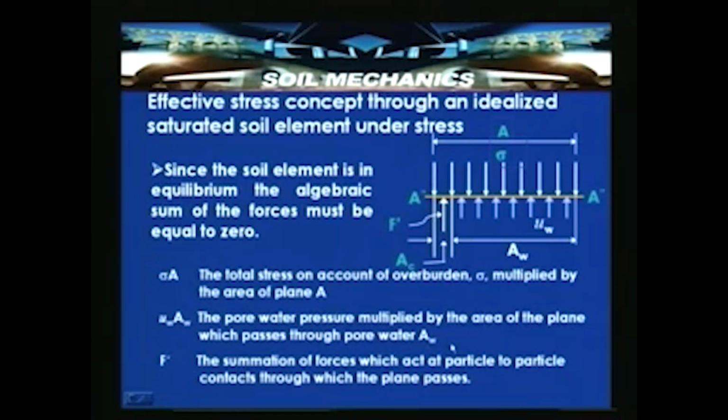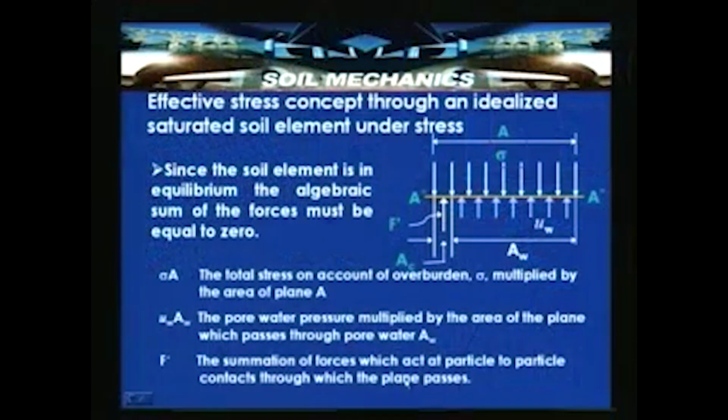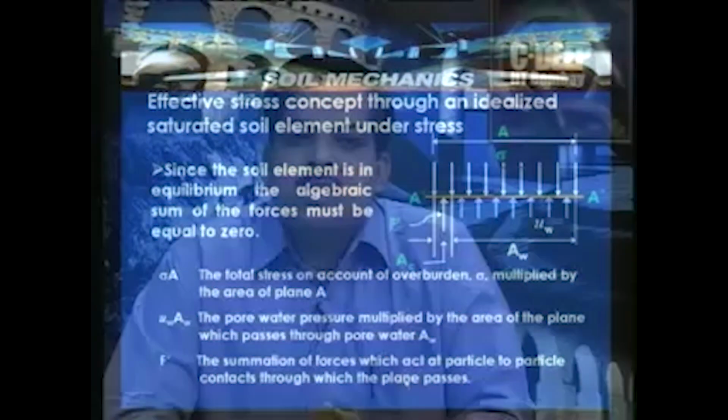So, UW into AW is the total force resulting from the pore water pressure acting over the area of voids, and the area of voids is nothing but the area of water. F' is the summation of forces which act at particle to particle contacts through which the plane passes.